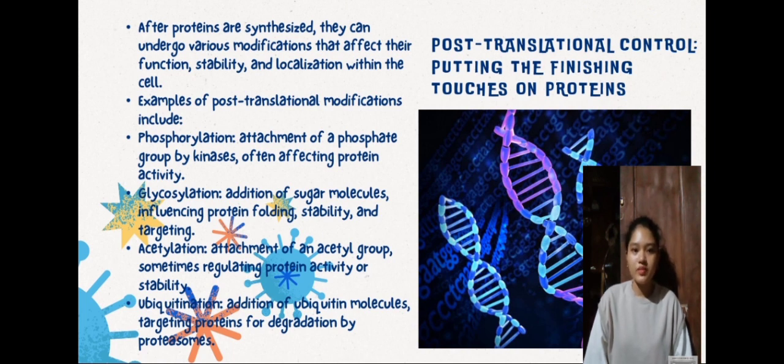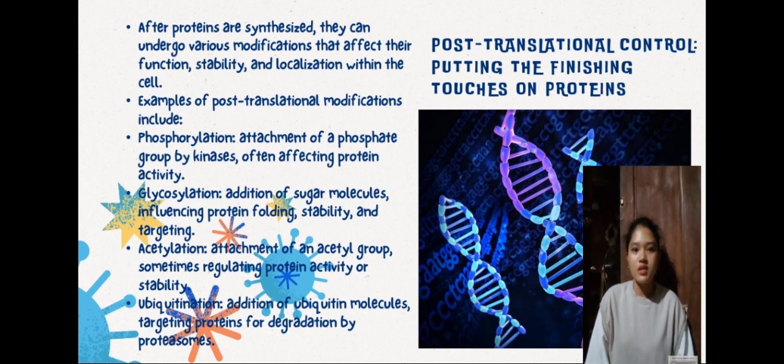Glycosylation is the attachment of sugar molecules to proteins. This can affect protein folding, stability, and the targeting to a specific location within the cell or even the outside of the cell. For instance, glycosylation of antibodies can enhance their ability to recognize and bind to foreign invaders.